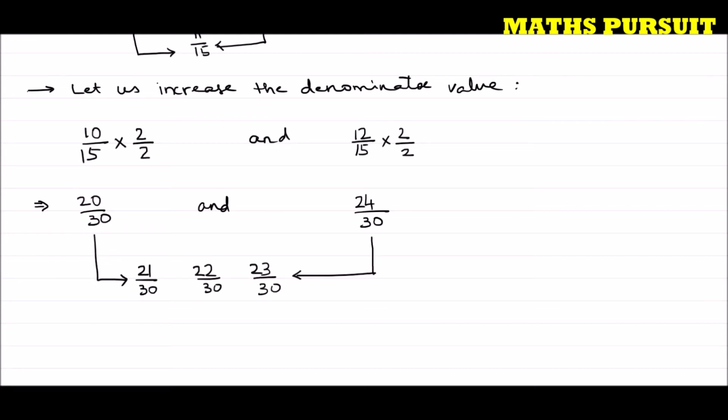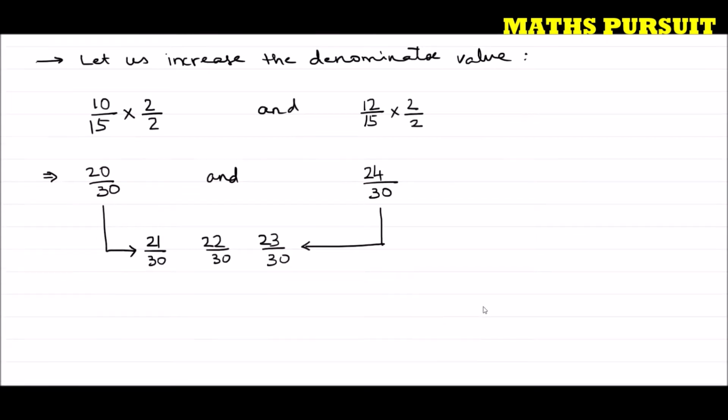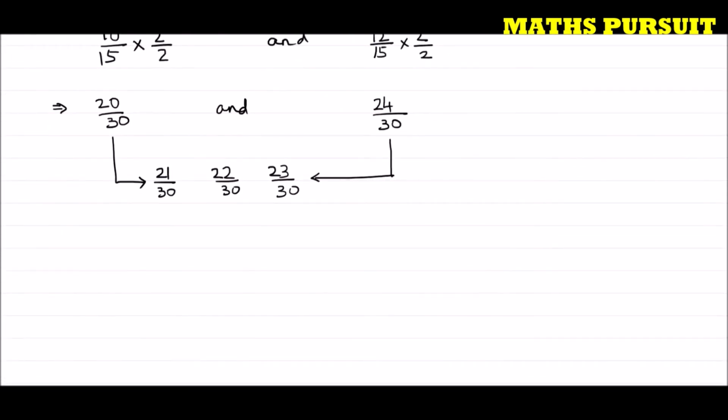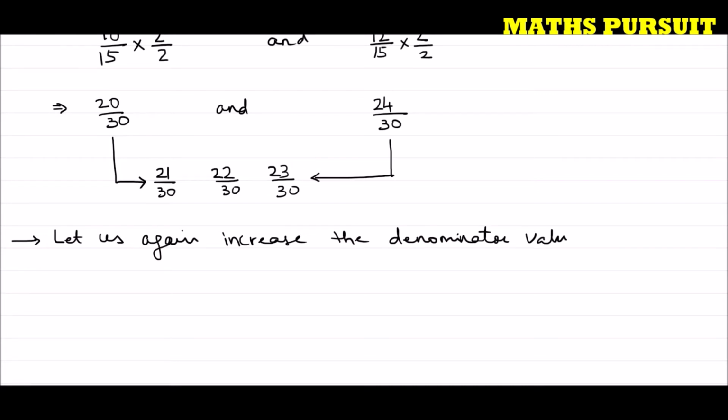But the question asked us to find 5 rational numbers. So now how to do that? We got 3 rational numbers now. In order to get some more rational numbers, let us again increase the denominator value. So again we are going to multiply by 2 the numbers that we got in the above step.